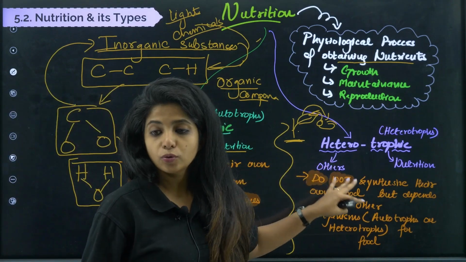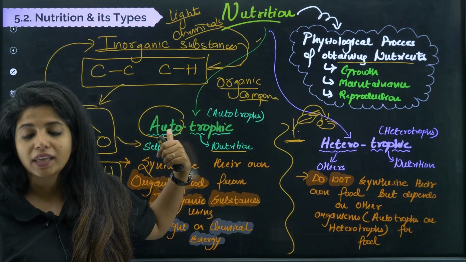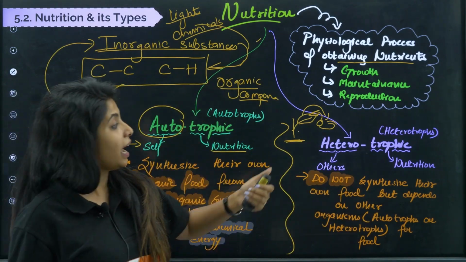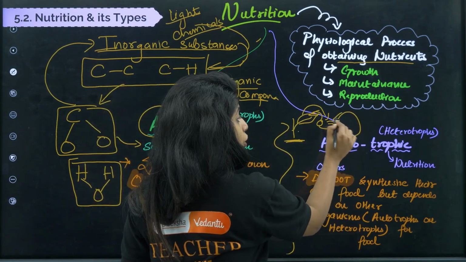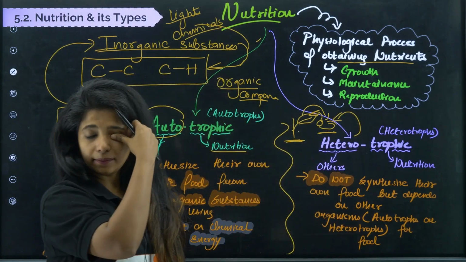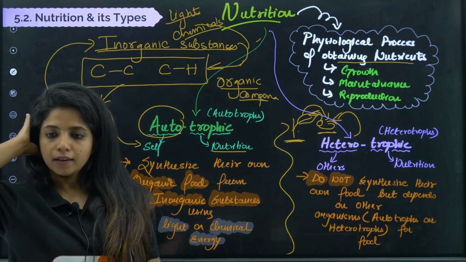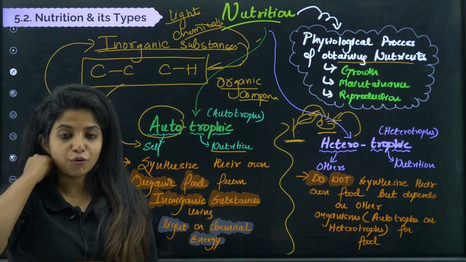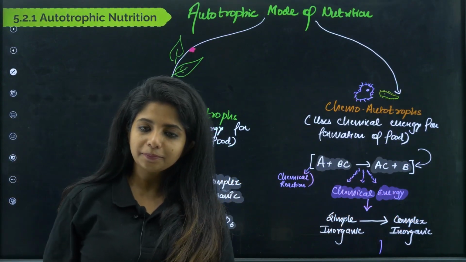So heterotrophs are those organisms that do not synthesize their food, but depend on other organisms for food. It can be directly an autotroph that they depend on, or there can be a heterotroph also. Here hetero means others. I think you got it. And now I am utilizing my 100% energy, which is why I'm kind of panting.